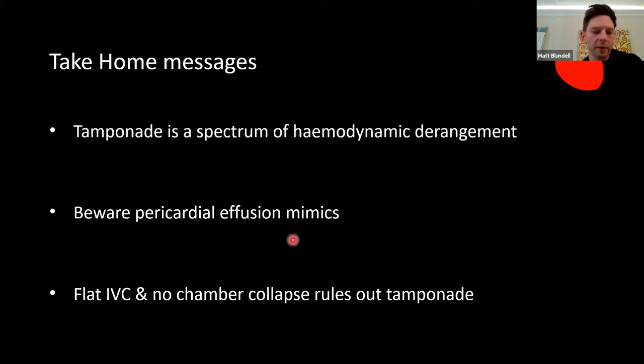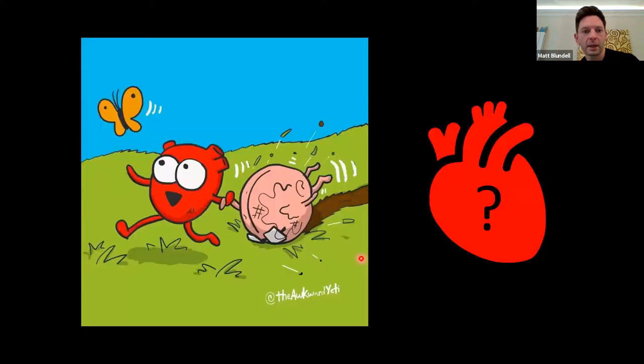When you're looking for pericardial effusions, scan three different views. Do your subcostal, your parasternal long, and your apical four chamber view just to confirm it. Beware of some of the mimics. In the parasternal long axis view, don't confuse it with a left-sided pleural effusion. Think about the fat pads as well. And if you've got someone you think has a pericardial effusion, but they've got a fairly flat IVC and no chamber collapse at all, that effectively rules out tamponade. And that's it. Happy to take questions.